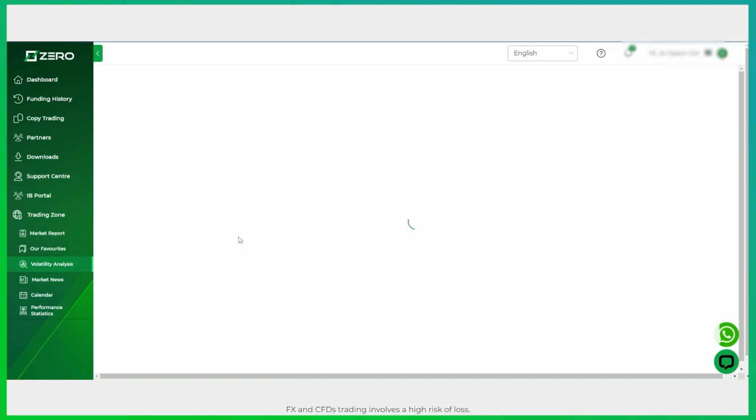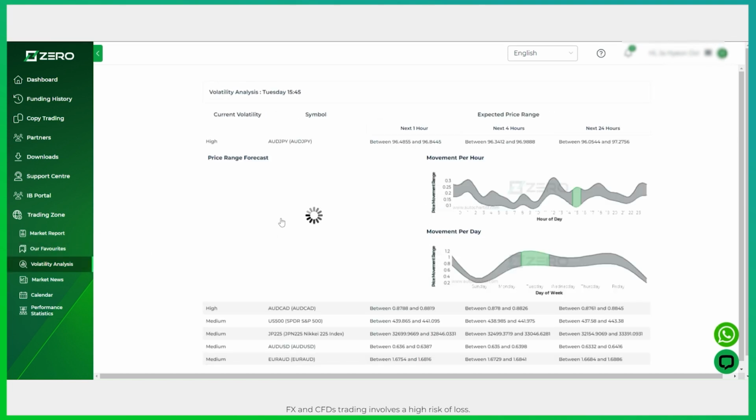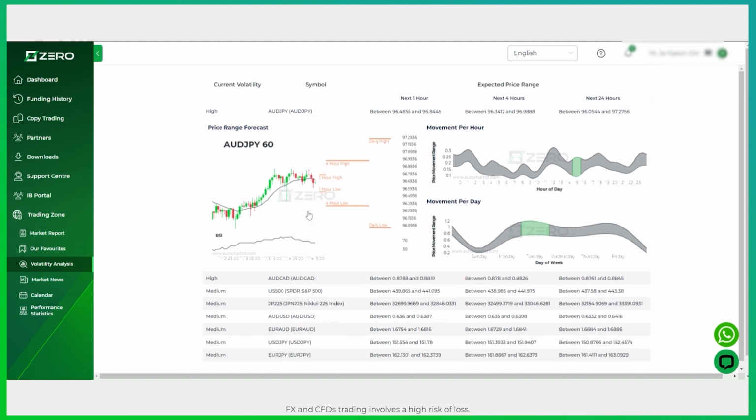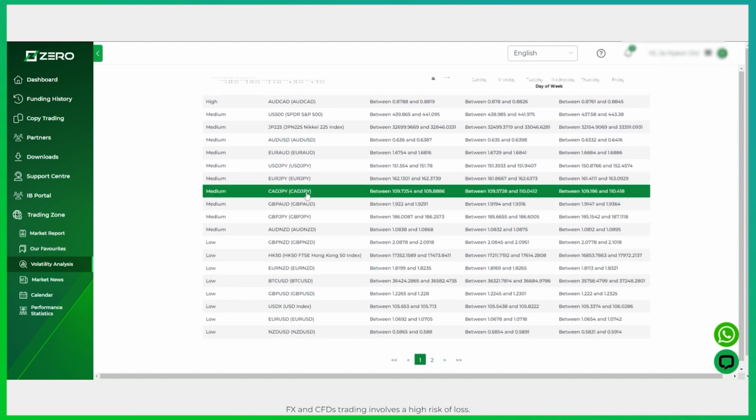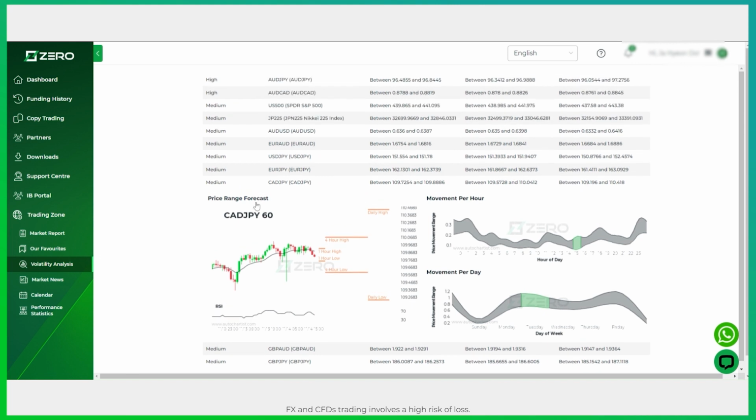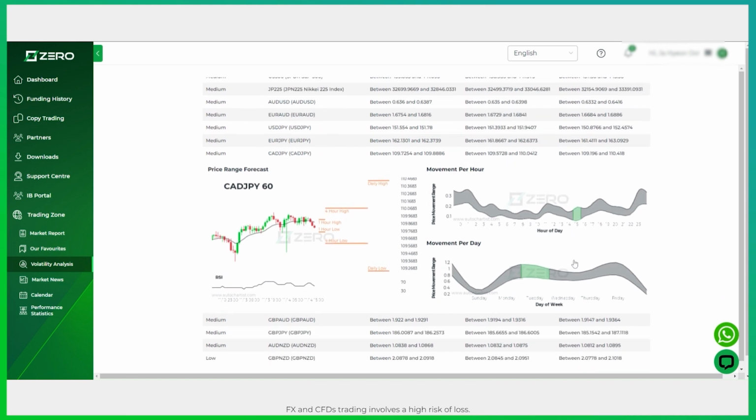Next up is Volatility Analysis. This feature provides insights into the expected volatility of different instruments. Understanding market volatility is crucial for risk management and trade decision-making.